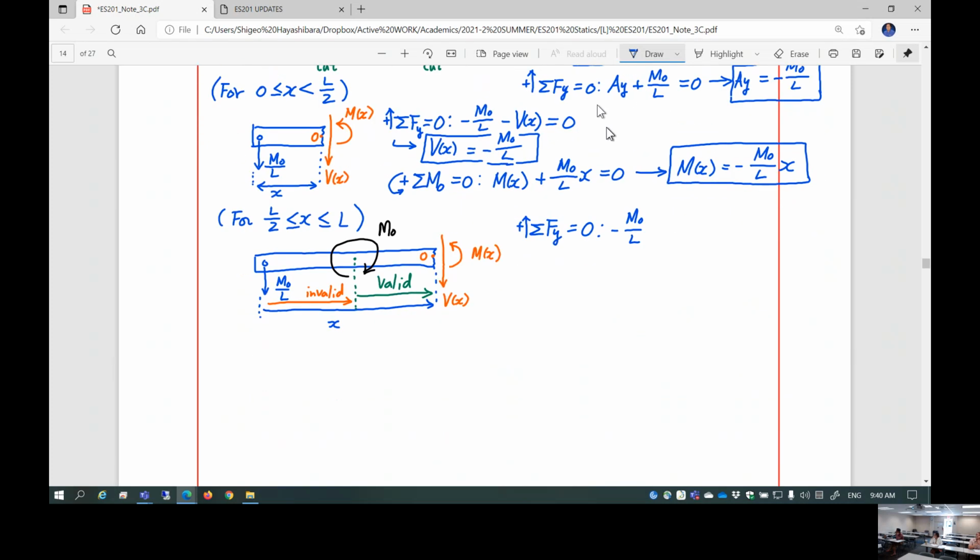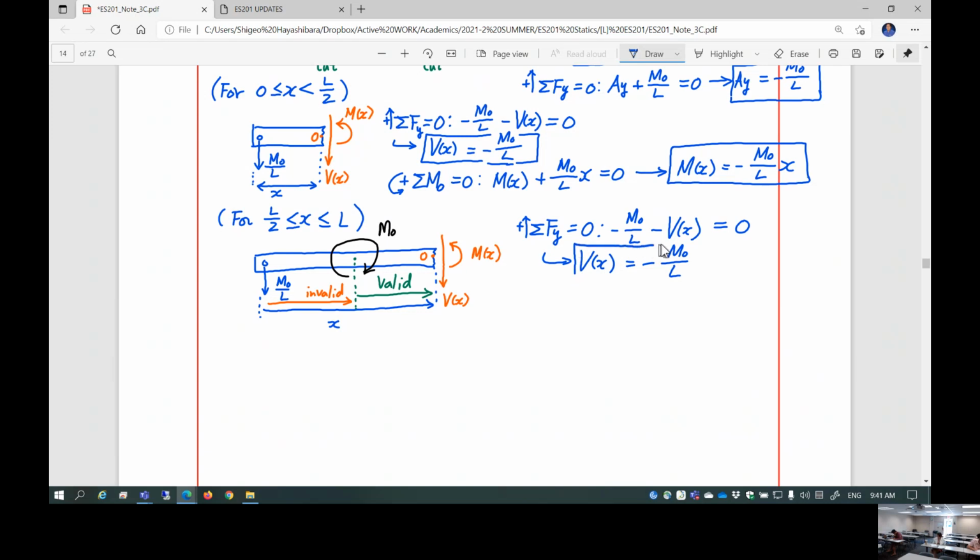When you draw the shear and moment diagram, you'll know better what we are talking about, because that's the location where we have a dramatic change. In other words, shear jump changes, and moment change happens also. So let's just move on. This is summation of the force in Y direction set equal to 0: minus M0 over L minus internal shear, which is a function of X, set equal to 0. This is going to give you internal shear as a function of X. This is negative M0 over L.